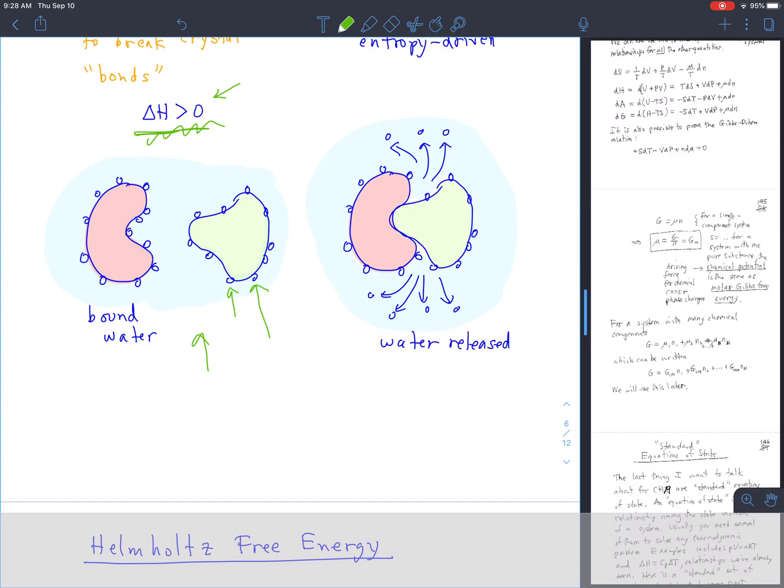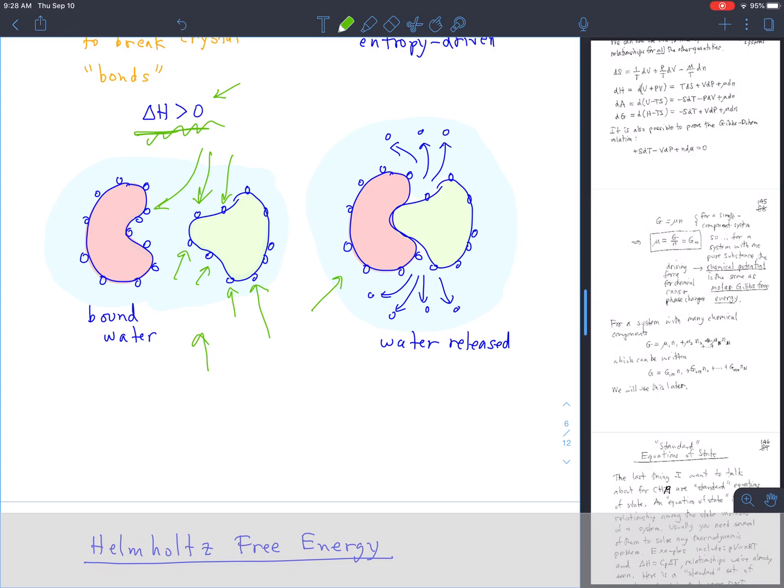And in order for the proteins to come together and form a new interface with each other, some of those waters have to be lost. So that water right there has to be lost, that water, that water, that water, and all these waters in the middle here have to be lost.